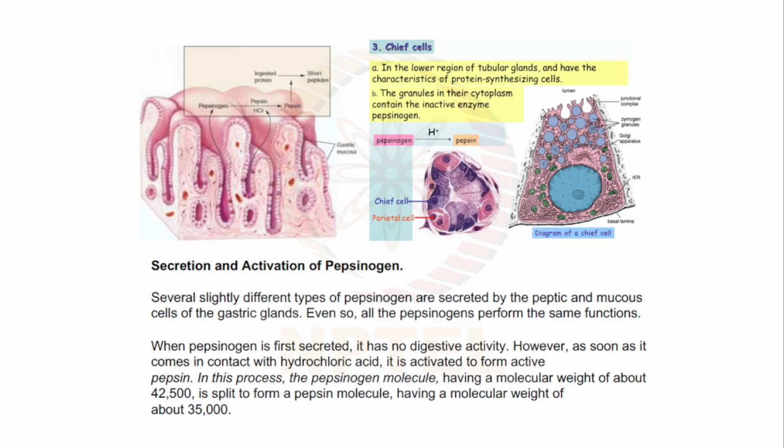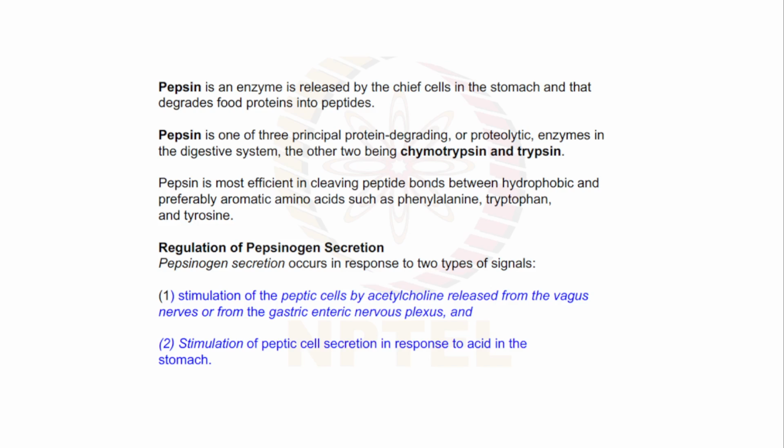Okay, so how will it get activated? As soon as it comes in contact with HCl, it is activated to form what? Active pepsin. Okay, when it comes in contact with HCl, the pepsinogen gets converted into pepsin, and now this pepsin is what? The active enzyme, the active protease. In this process, the pepsinogen molecule, which has a molecular weight of about 42.5 kDa, is split to form pepsin molecules having a molecular weight of 35 kDa, kilodaltons. Okay, you can say either 35,000 daltons or 35 kilodaltons. So this chief cell secretes this pepsinogen. When pepsinogen is converted into pepsin, which is an enzyme, this is released by chief cells.